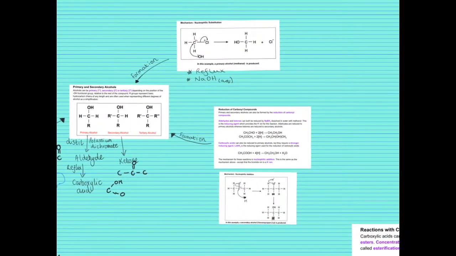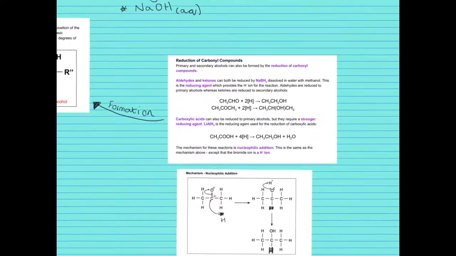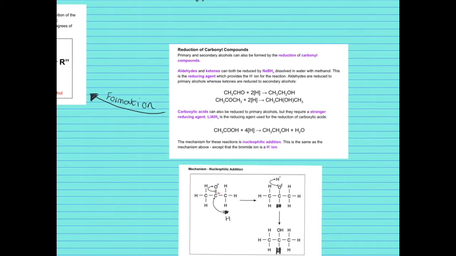You can also form alcohols by doing the reverse. Obviously we've just chatted about how you can go from alcohols to aldehydes and ketones. You can also go the other way and reverse it. For the reduction of an aldehyde or a ketone, we use something called NaBH4 dissolved in water with methanol. This is a reducing agent, okay? It provides the H plus to reduce it, because obviously aldehydes have C double bond O, alcohols have OH. Carboxylic acids need a stronger reagent, lithium instead of sodium, lithium aluminium hydride.